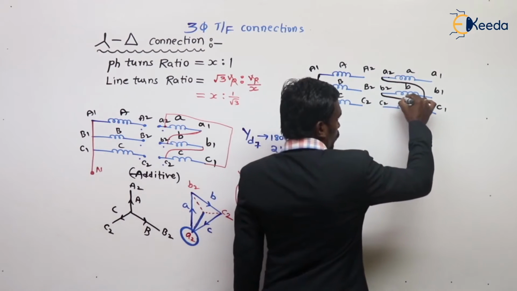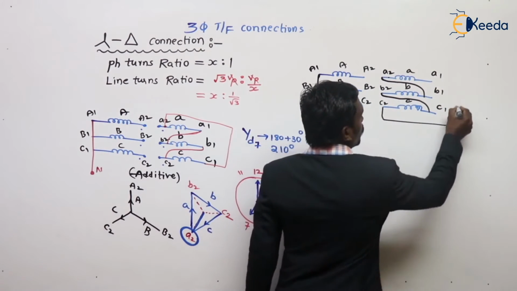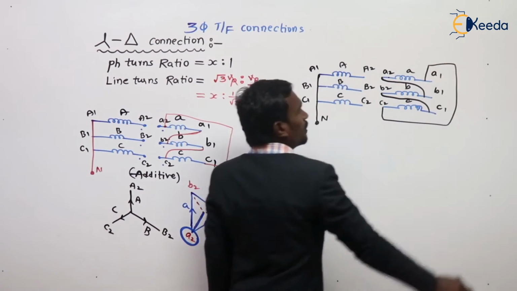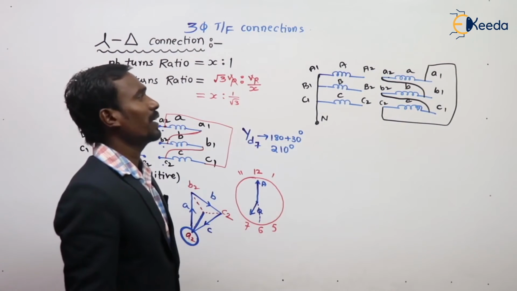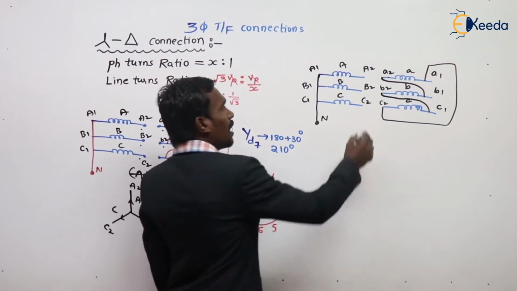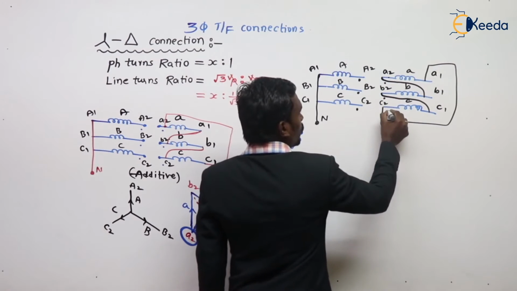A2, B2 and C2 are also connected to here. This is the modified delta. Now, actually, here are the dot notations.